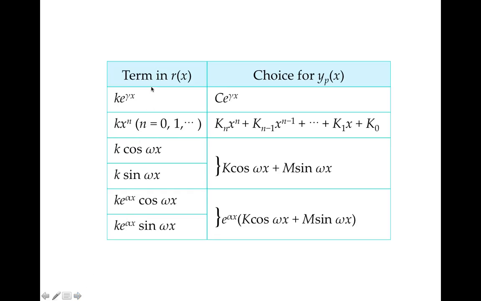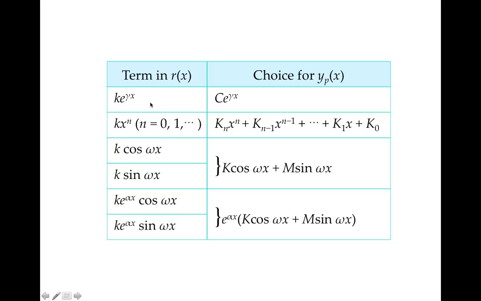Now this is a very useful table, because what this does is, term by term, this relates if R(x) is of a given form, and those forms are listed on the left-hand side of the table here, then our choice for a particular solution is going to be of a given form on the right-hand side of the table.